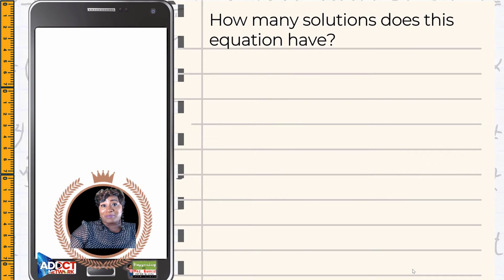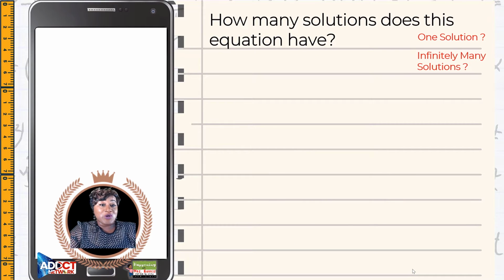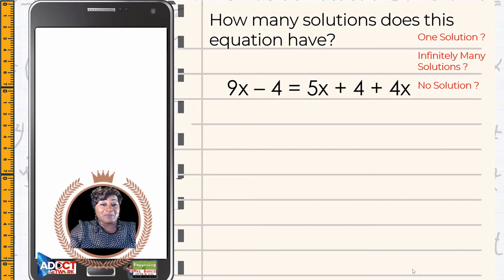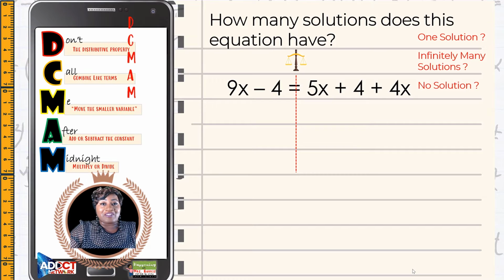Here's our next example. How many solutions does this equation have? One solution, infinitely many solutions, or no solution. Here's the problem. 9x minus 4 equals 5x plus 4 plus 4x. We'll draw the line down the equal sign to balance the equation. Then we're going to use our steps, DCMAM, to assist us in our problem solving.